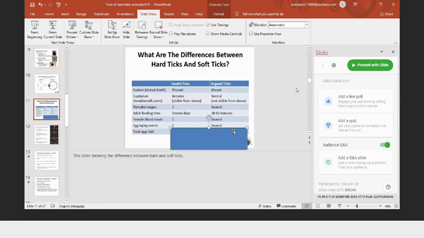Okay, egg laying. Of course, Ixodidae have only one egg-laying event, while Argasidae have several. And then which one has more eggs? Yes, Ixodidae. This can be up to 8,000. For Argasidae it is 400 to 500. Okay, thank you.